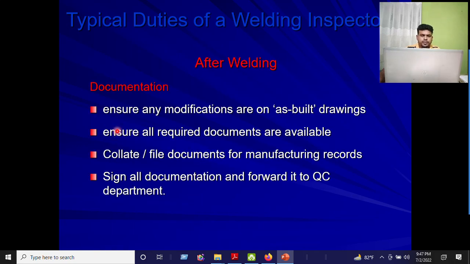Then documentation: ensure any modifications are on the as-built drawing. If there is any modification, not as per drawing but as per site, then we have to make sure they have the as-built drawing. Ensure all required documents are available. What are the documents required for this item, inspection or anything? All this documentation should be available, and filed as manufacturing records. Then sign all documentation and forward it to the QC department. So after inspection, all the documentation needs to be signed, kept in file, and sent to the QC department.